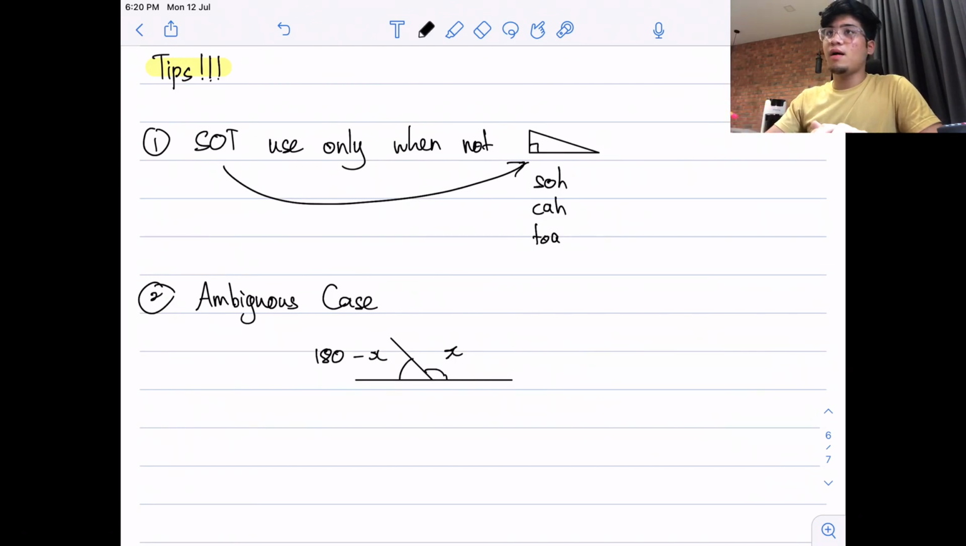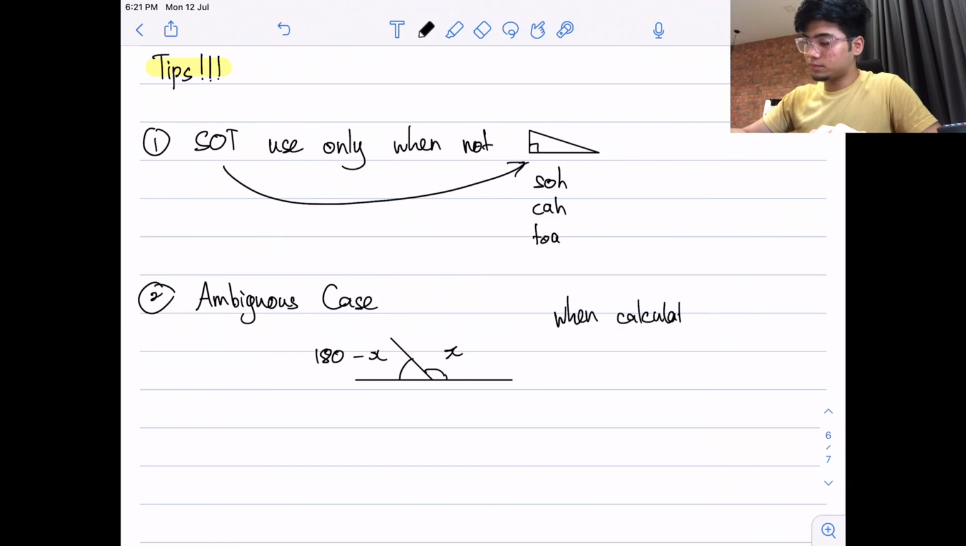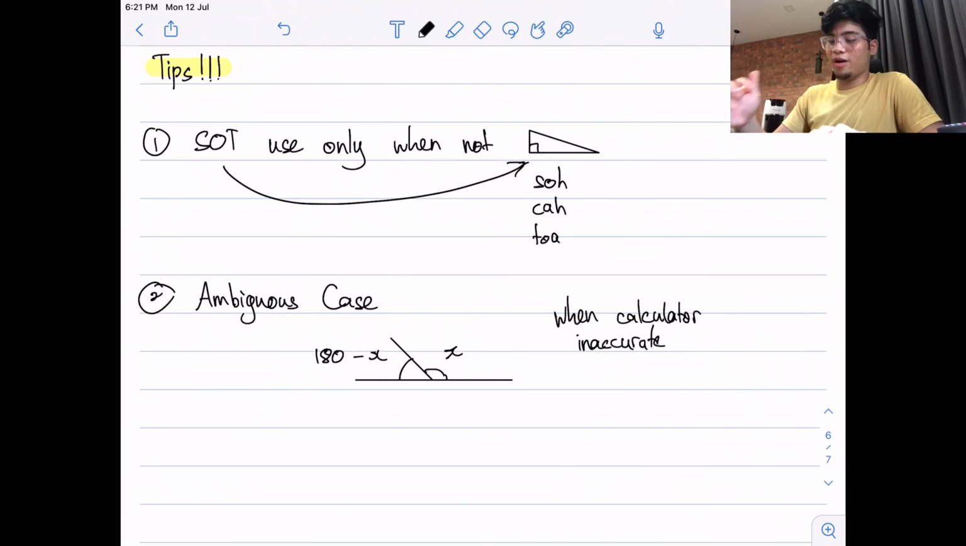Because this can happen to both cos or sine. You could get an answer that is an obtuse angle. So if you know that the angle you are finding is actually an acute angle, just do 180 degrees minus x. Alright, x being the angle that you've got in the calculator. So this is when the calculator is inaccurate, or in this case it is not what we want, right?